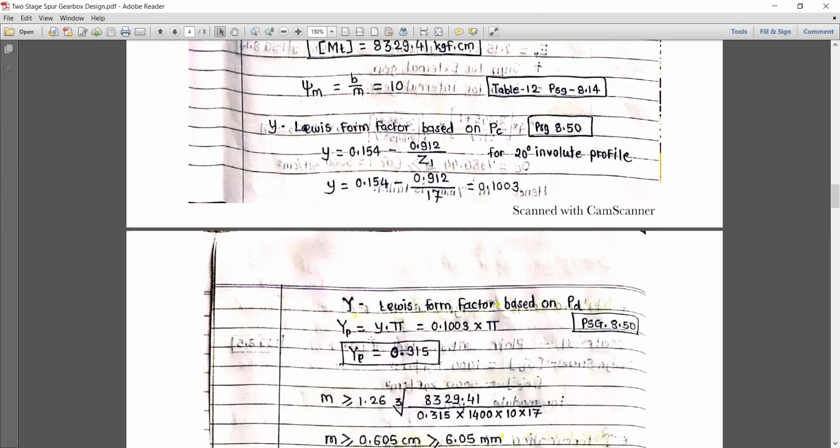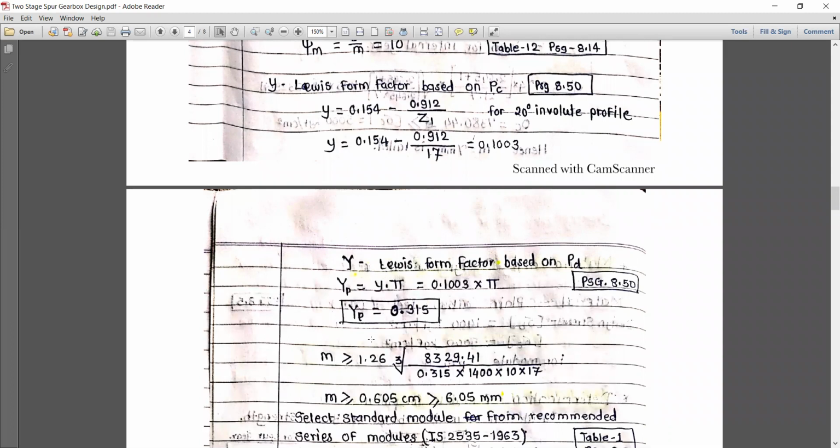Now we need to find the Lewis form factor. Lewis form factor is calculated based on PSG page number 8.50. Y is equal to 0.154 minus 0.912 divided by z1. This equation applies when the Lewis form factor is for a 20-degree involute tooth profile. So putting the value of z1, we get y for pinion as 0.1 0.003.